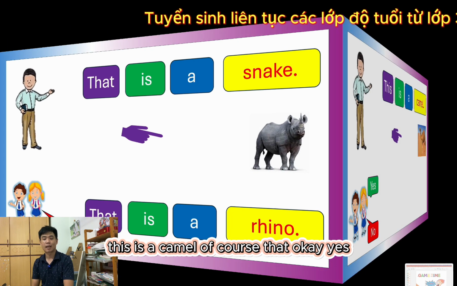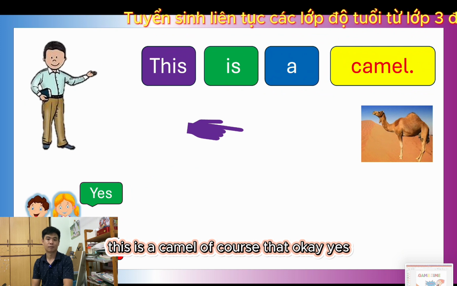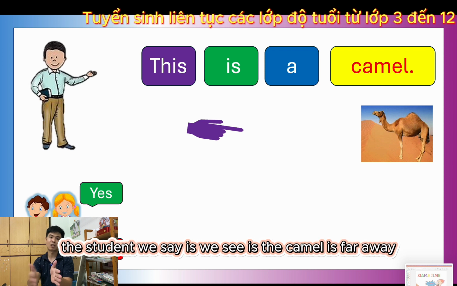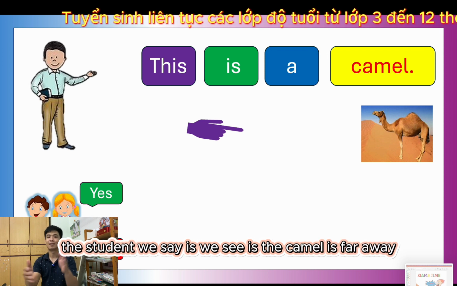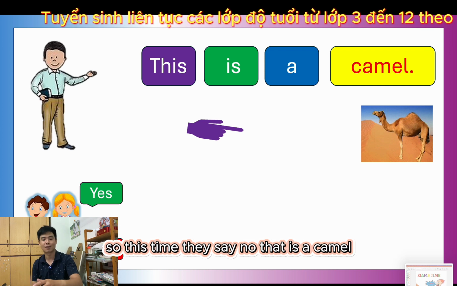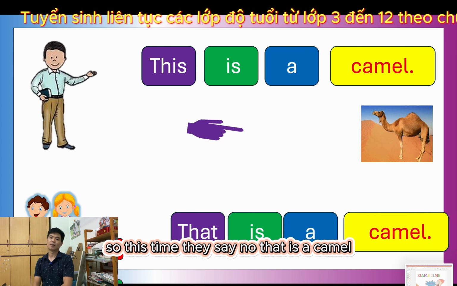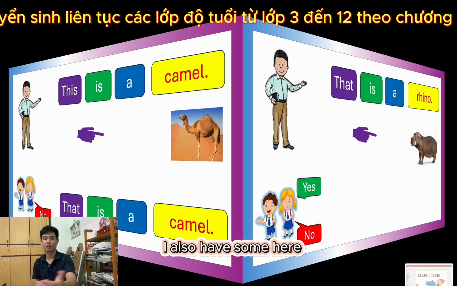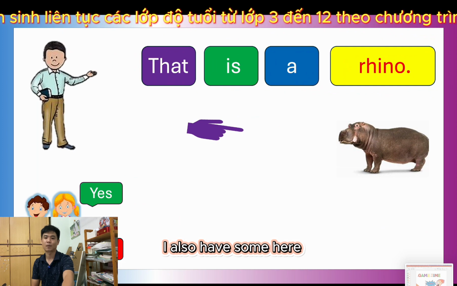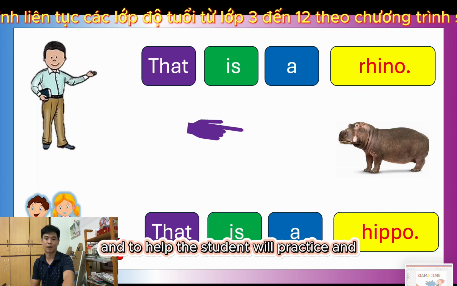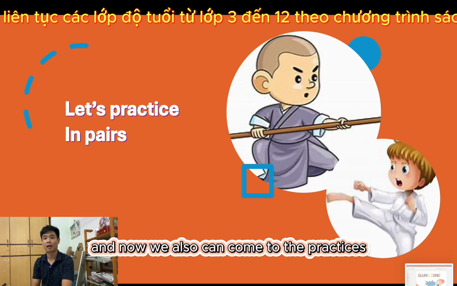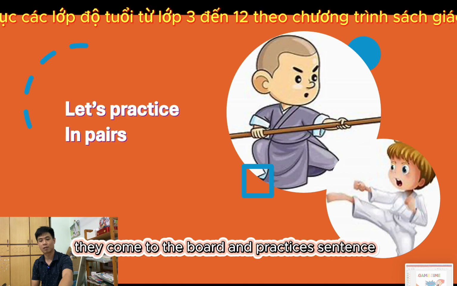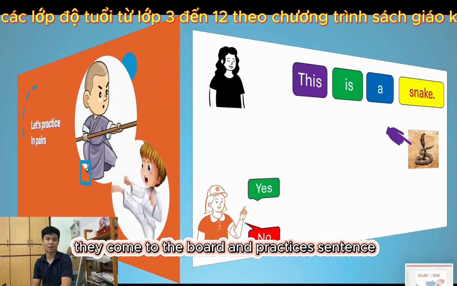Next, this is a camel. Of course, the students will see the camel is far away. So this time they say, no, that is a camel. Yes, I also have some here to help the students practice. Okay? And now we can also practice in pairs with two students. They come to the board and practice the sentences.